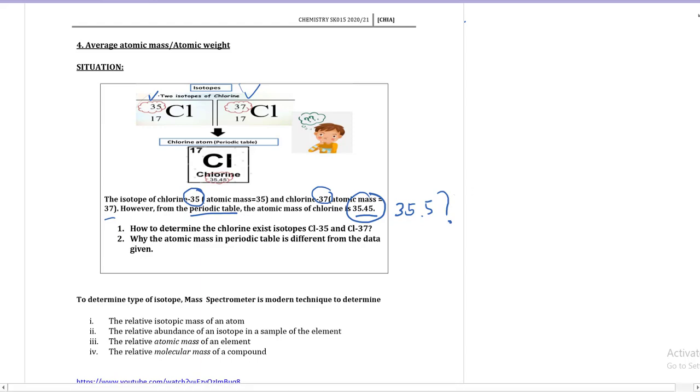The first question: how do we determine that chlorine exists as isotopes Cl35 and Cl37? What kind of machine determines the different atomic masses of isotopes? We use the machine we call a mass spectrometer. Number 2: why is the atomic mass in the periodic table different from the data given? Why in the periodic table do we use 35.45 but not 35 and 37? We'll answer this question from the mass spectrometer.